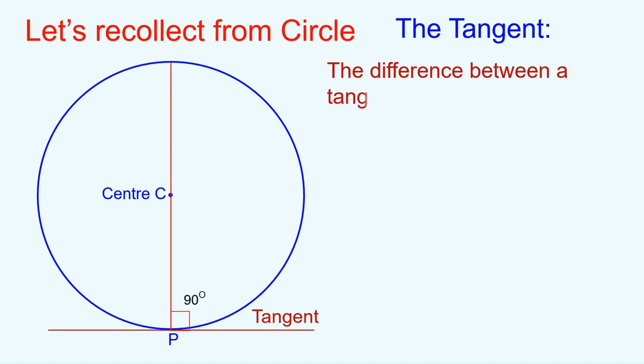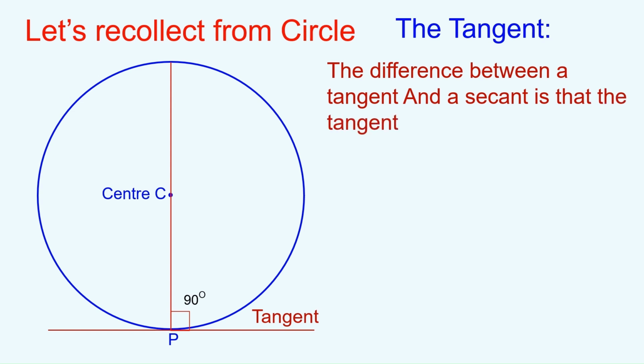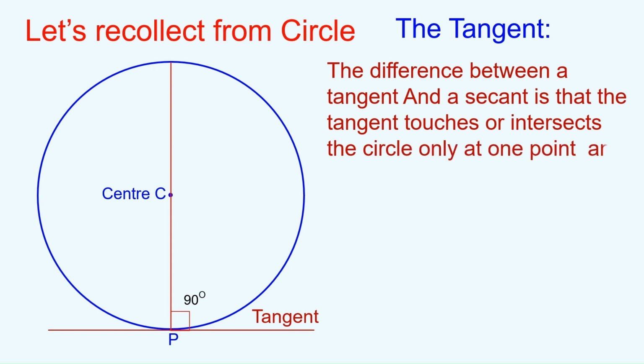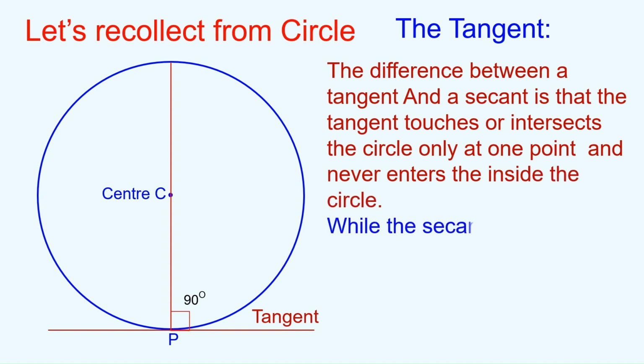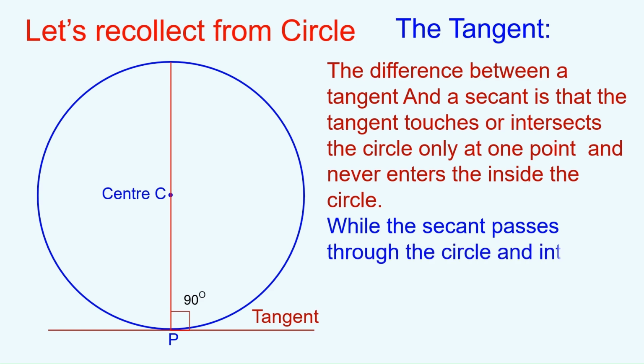The difference between a tangent and a secant is that the tangent touches or intersects the circle only at one point and never enters the inside of the circle, while the secant passes through the circle and intersects the circle at 2 points.